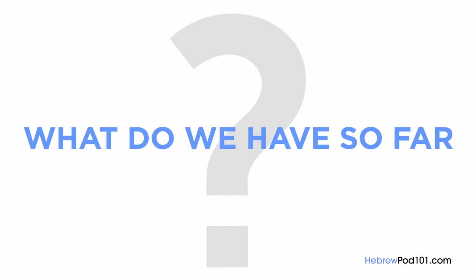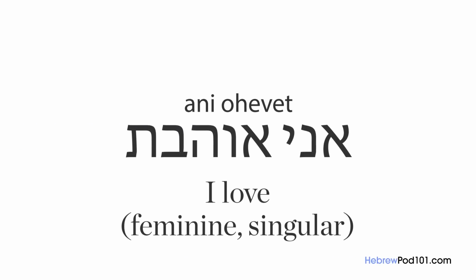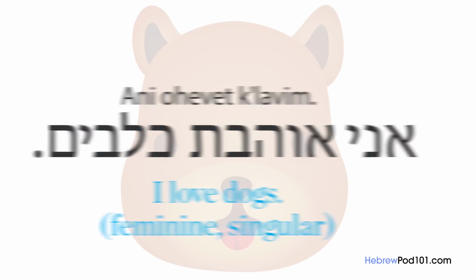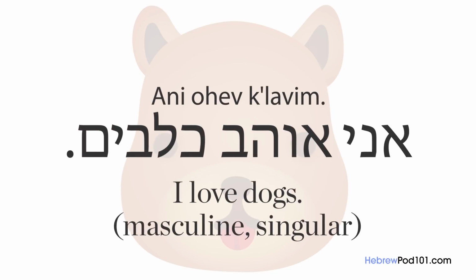So, what do we have so far? I'm a woman, so I would use the feminine, ani ohevet. The last thing we need is an object, something you love. How about dogs? Klavim, ani ohevet klavim. I love dogs. If I were a man, I would say, ani ohev klavim. So, it's as simple as that, and very similar to English.